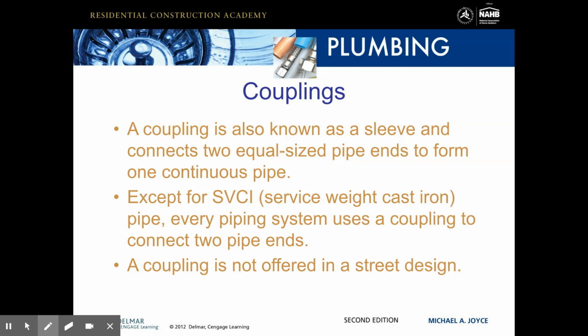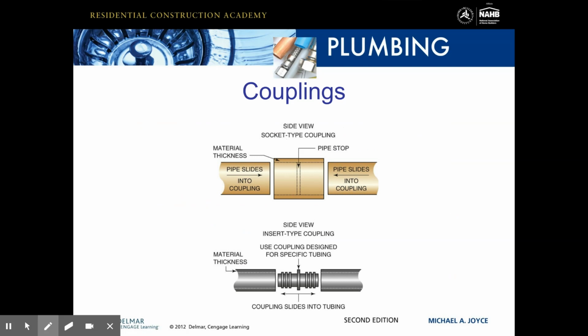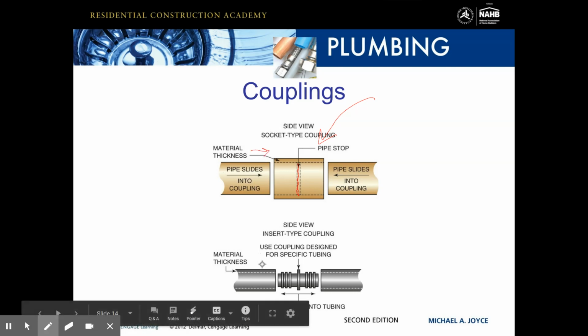A coupling is also known as a sleeve and connects two equal-sized pipe ends to form one continuous pipe. Except for service weight cast iron pipe, every piping system uses a coupling to connect two pipe ends. Coupling is not offered in a street design. So we'll see these in lab, and sometimes this will be a crimp. Sometimes the ones that we have don't have one. But a coupling couples two pipes together. And you can see on this one here, the pipes go into it, and on this one, the pipes go over it.